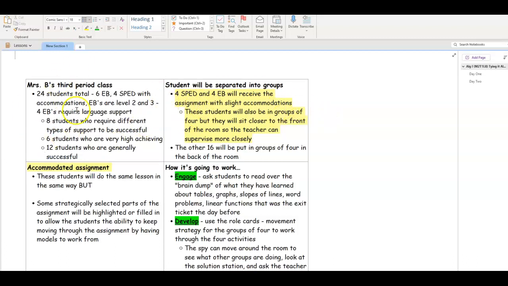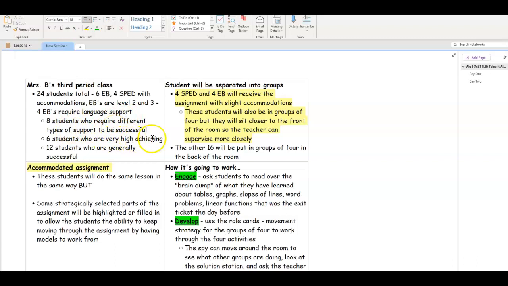So I've been given some parameters. I have some struggling students, so I've designed my third period class with 24 students total. 6 are EB, 4 are SPED. The SPED do have accommodations, but no modifications. My EBs are level 2 and 3, and 4 of my EBs require language support. So 8 students total require different types of support to be successful.